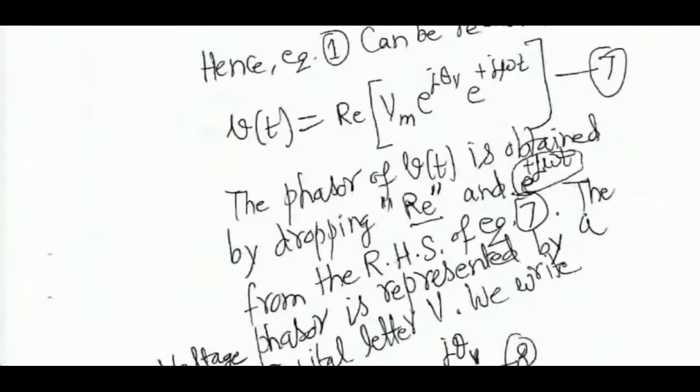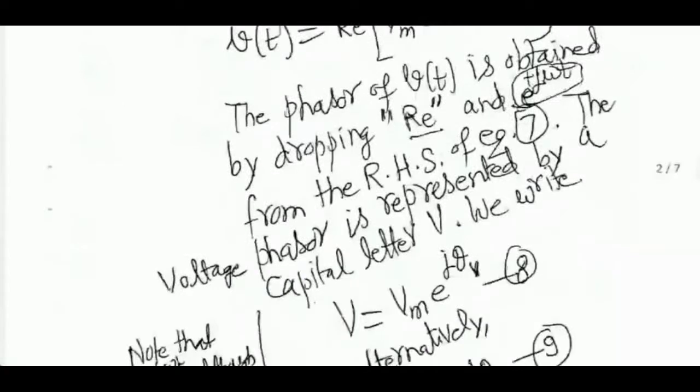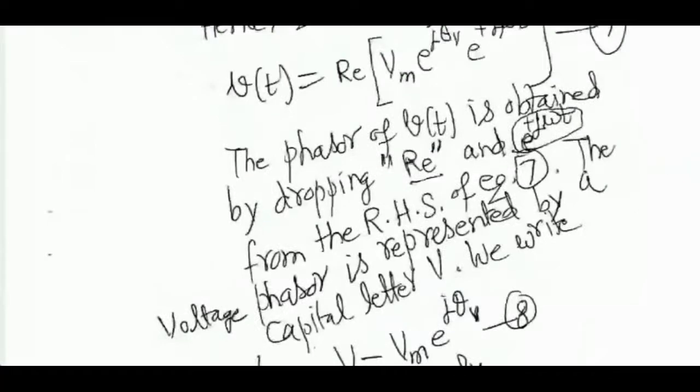So what we do is we generate an equivalent representation denoted by capital V, which simply says Vm e to the power j theta v. We know that this is a real part, and we also know that e to the power j omega t is present on the right hand side, but we don't write it. This is called the phasor representation of small v. Equation 8 is the phasor for equation 7.